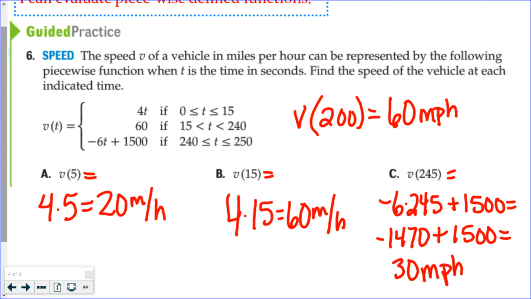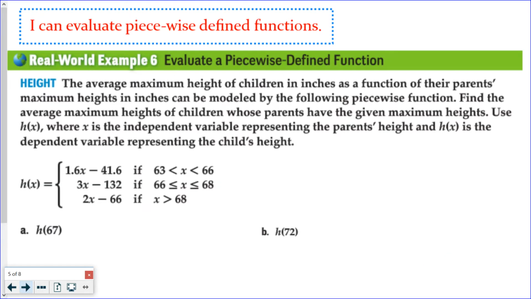All right, that's evaluating. Got one more example here. We're talking about the average maximum height of children in inches, and it's defined in this piecewise function. It's a function of their parents' maximum heights in inches and can be modeled by the following piecewise function. Find the average maximum heights of children whose parents have the given maximum heights. Use h of x, where x is the independent variable representing the parent's height, and h of x is the dependent variable representing the child's height.